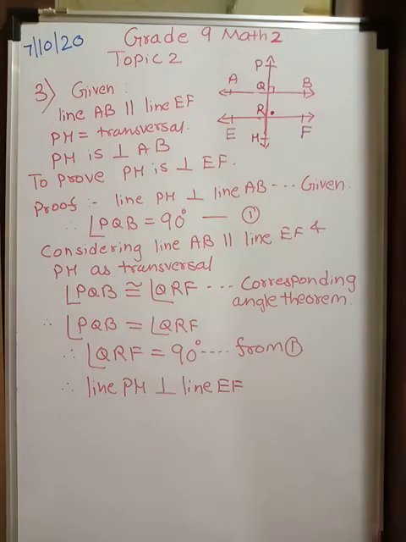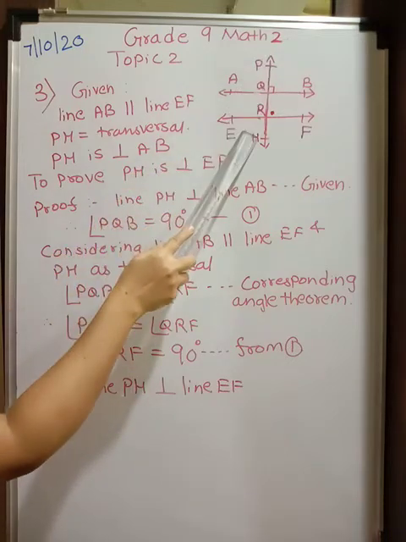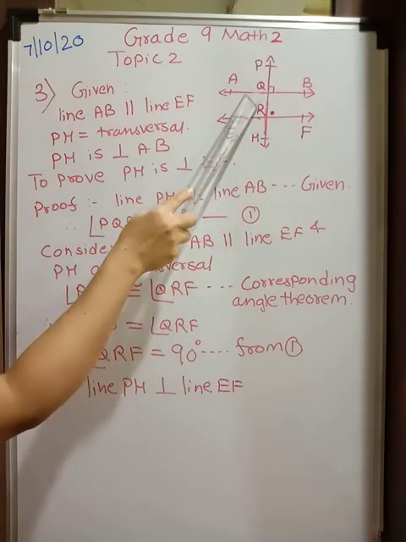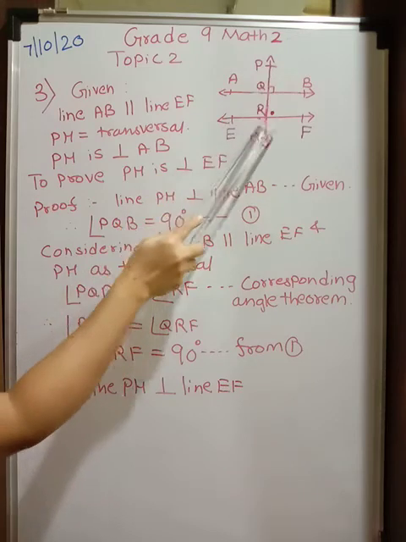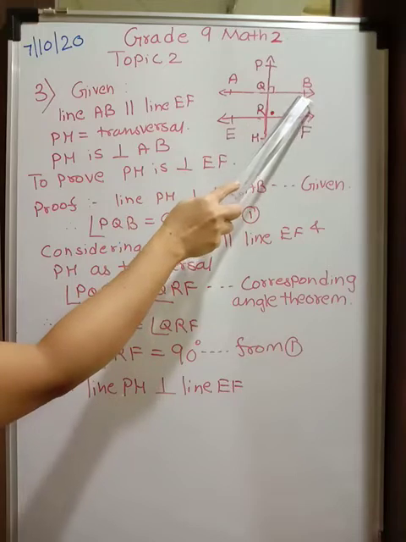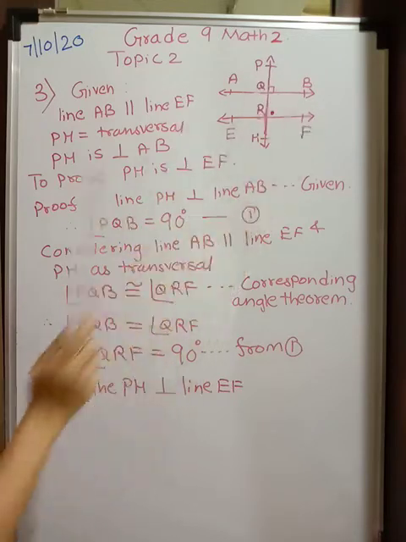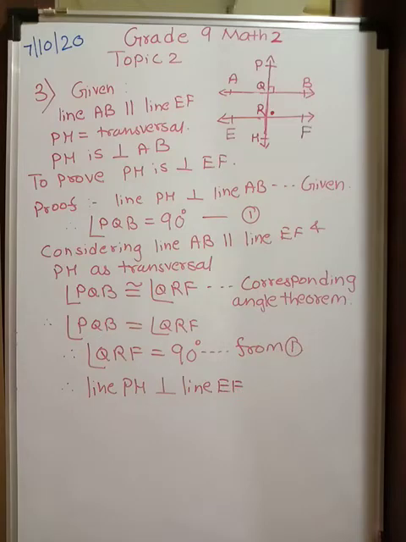Okay. So if two lines are parallel and a line is perpendicular to one of the two parallel lines, it is automatically perpendicular to the other line also. That is what we have proved. Alright, let's go to the next problem.